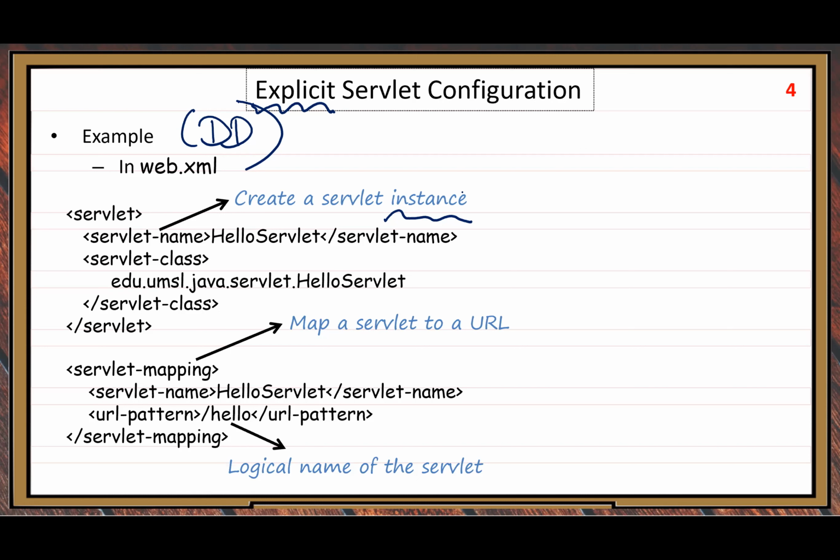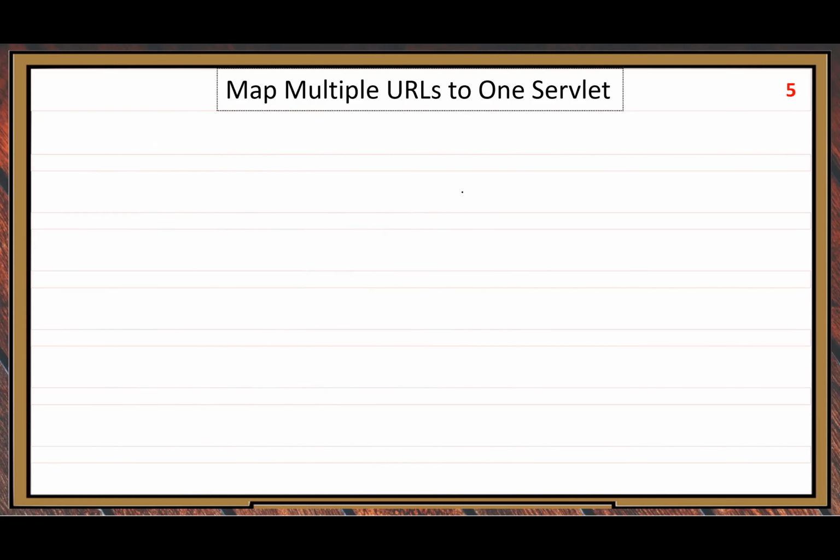So, mapping a logical name, and mapping multiple URLs to one server. Before we go to the implicit way, let me look at this topic. Last time I mentioned one server instance. We can map it to multiple URLs. Here, let us take a look in our explicit configuration. How do we do this kind of multiple URL configuration?